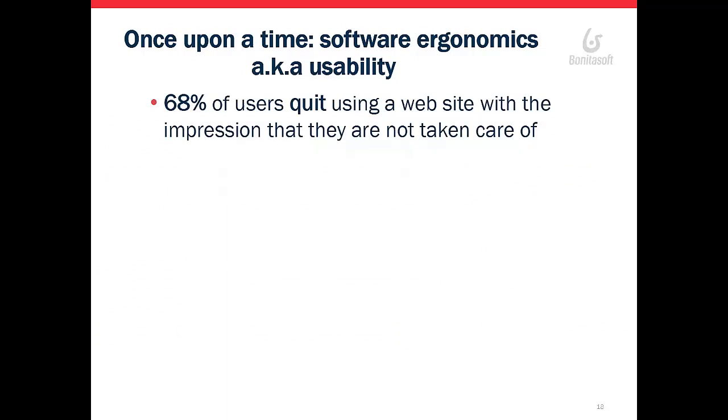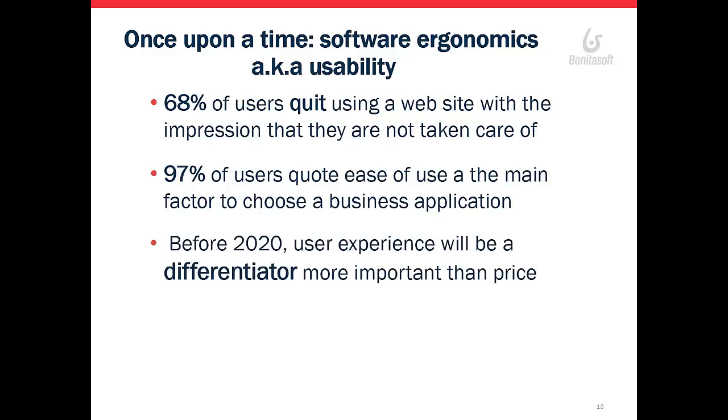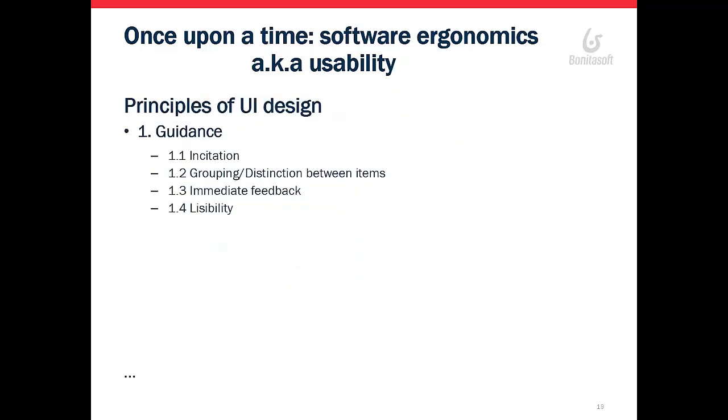What we also learn is that 68% of users can quit using a website with the impression that they are not taken care of. The things you want to sell are taken care of, but the user himself or herself is not really taken care of. 97% of users quote ease of use as the main factor to choose a business application. Very important. And before 2020, user experience will be a differentiator that is sometimes more important than price for some teams. So it's very important to focus on those.